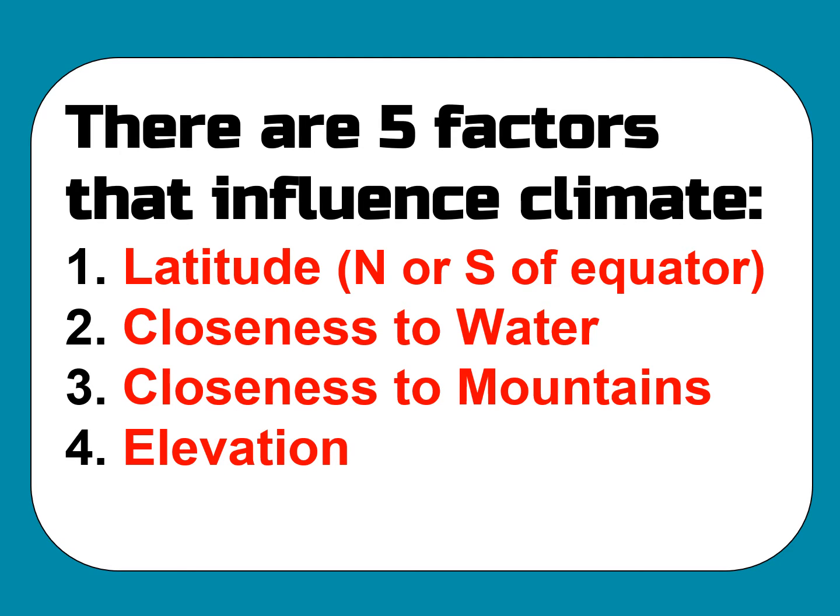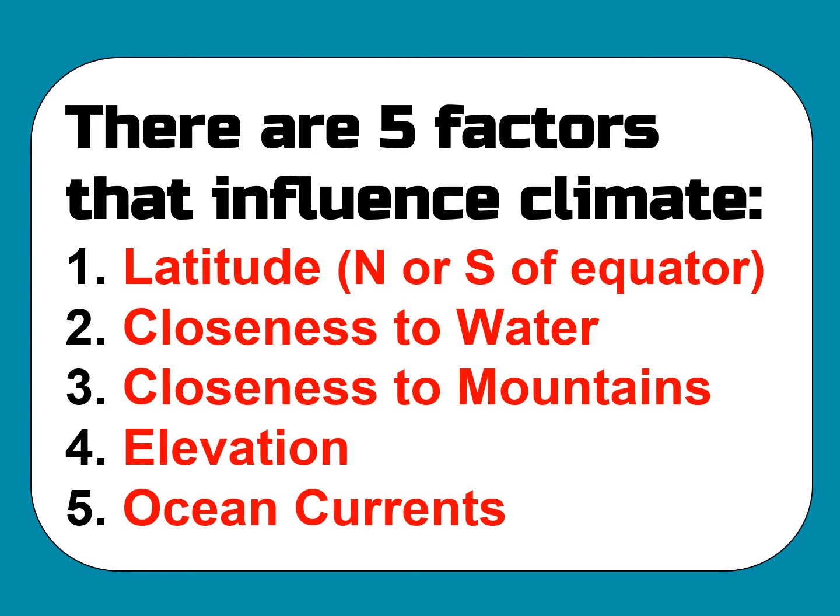Elevation. We've talked about elevation. It's the distance above sea level when you're climbing up a mountain. Okay? We know altitude is going up in the atmosphere. Elevation is going up a mountain or other fixed object. And finally, ocean currents. That's a pretty simple one, but we're going to be looking at ocean currents and how they can affect your climate.